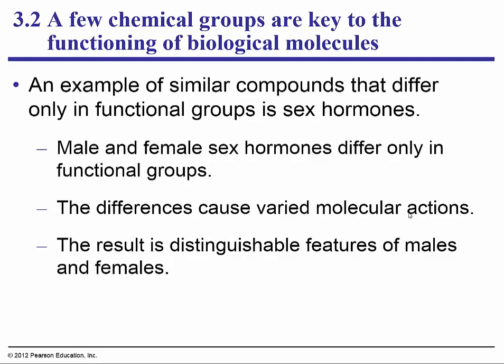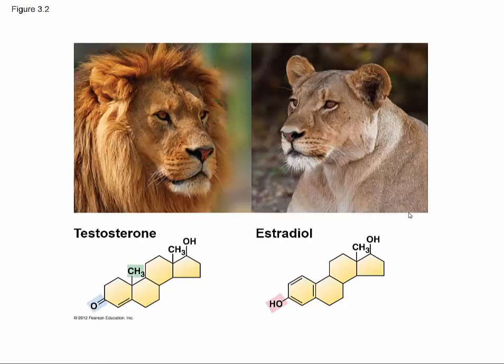So I showed you the example of estrogen and testosterone. Male and female sex hormones differ very, very slightly, only in their functional groups. But those differences have major impacts. We would not switch them. Those differences cause varied molecular actions and very different outcomes. There are our lions, testosterone and estradiol, resulting in our male and our female, in lions as well as in humans.